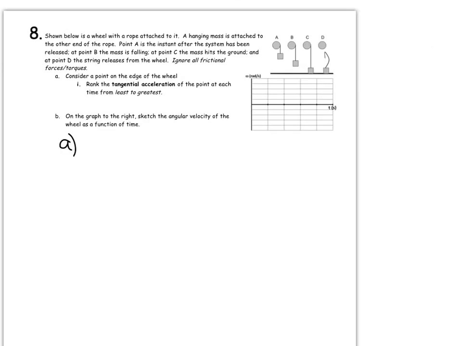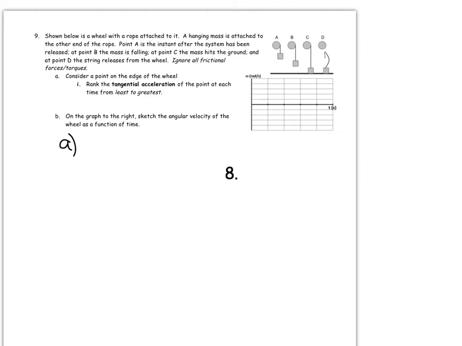For this problem, we have a situation where there are masses attached with strings to various wheels that are accelerating the wheel. At point A is the instant after the system is being released. B, it's falling. C is when the box first hits the ground. And then D, we see that the string releases here. And so the first thing we want to do is rank the tangential accelerations of a point on the edge of the wheel at each point in time.